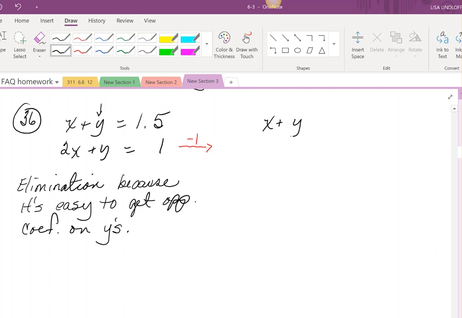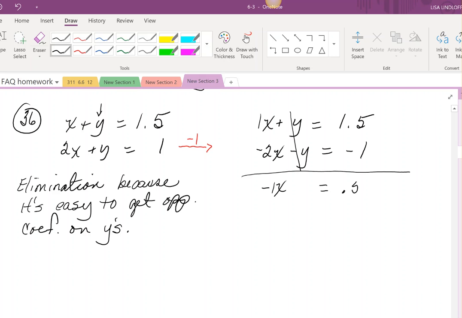So here we go. I have x plus y is 1.5. The decimal does not bother me. I hope it doesn't bother you. 2x times negative 1 is negative 2x. Y times negative 1 is negative y. And 1 times negative 1 is negative 1. Add these together. Positive x and negative 2x gives me negative x. That's really a negative 1. Those are gone, is equal to 0.5, which means, probably do that in your head, x is negative 0.5.